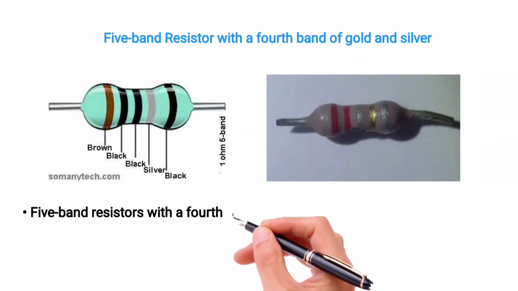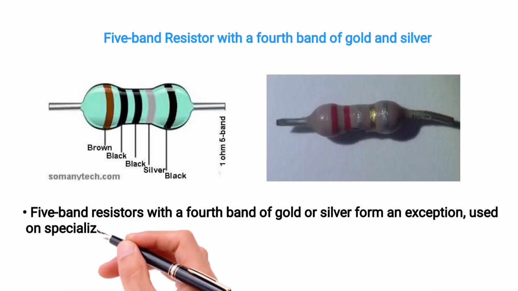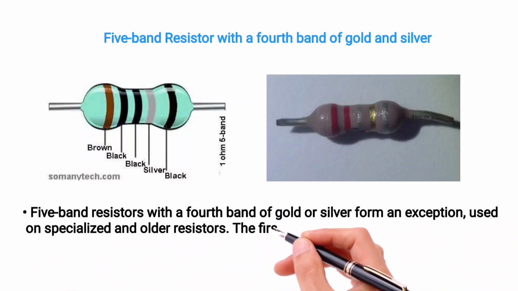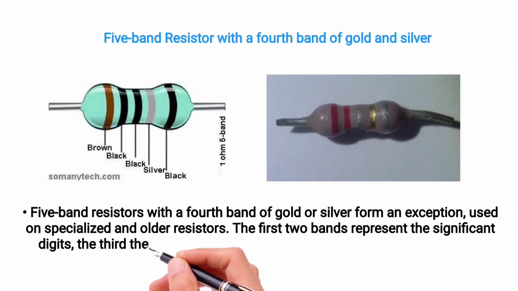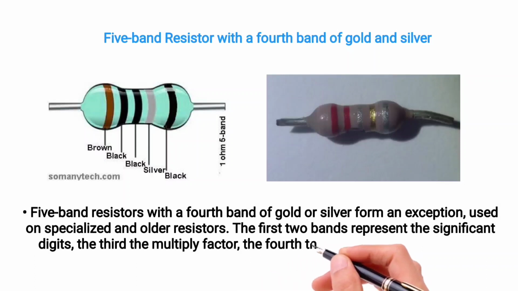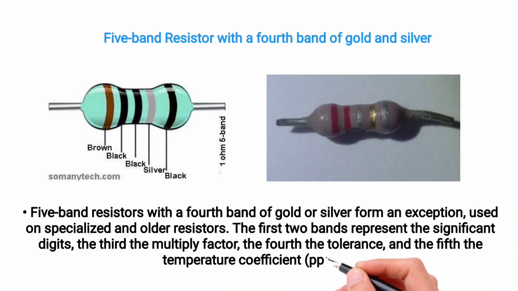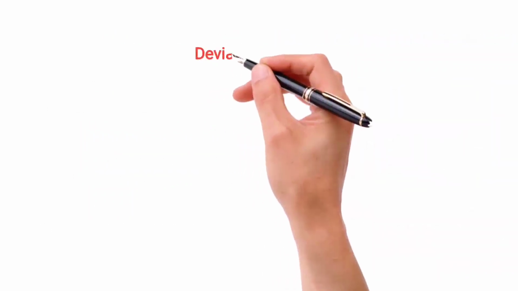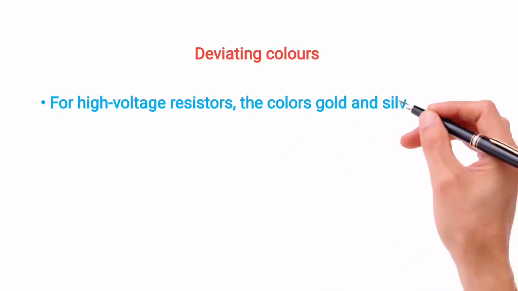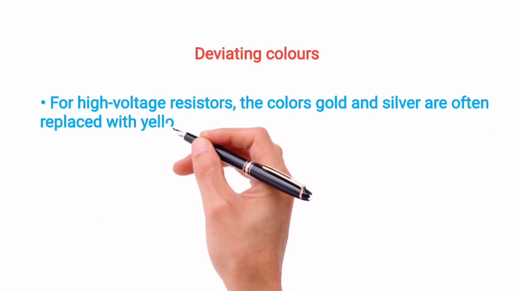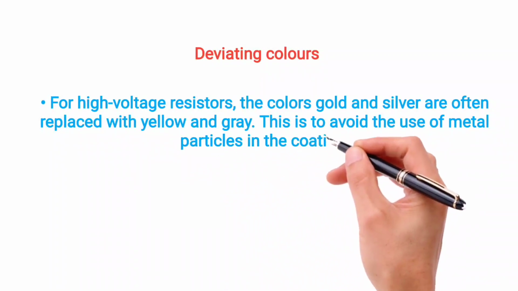5-band resistor with a 4th band of gold or silver. 5-band resistors with a 4th band of gold or silver form an exception, used on specialized and older resistors. The first 2 bands represent the significant digits, the 3rd the multiplication factor, the 4th the tolerance, and the 5th the temperature coefficient in ppm per Kelvin. Deviating colors. For high voltage resistors, the colors gold and silver are often replaced with yellow and gray. This is to avoid the use of metal particles in the coating.